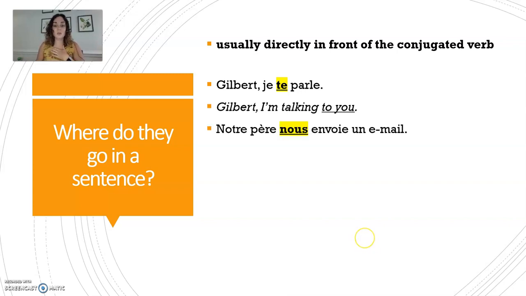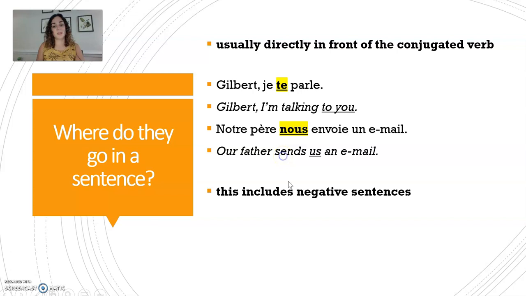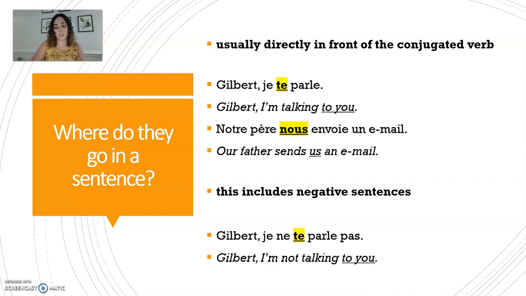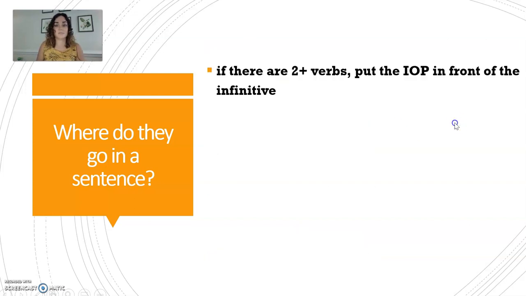Notre père nous envoie un email. Our dad sends to us an email. Even if you have a negative sentence and you've got ne pas in there, you just put the indirect object pronoun in between ne and the conjugated verb. Gilbert, je ne te parle pas. I'm not speaking to you. If I were to make this example up above negative, notre père ne nous envoie pas un email.